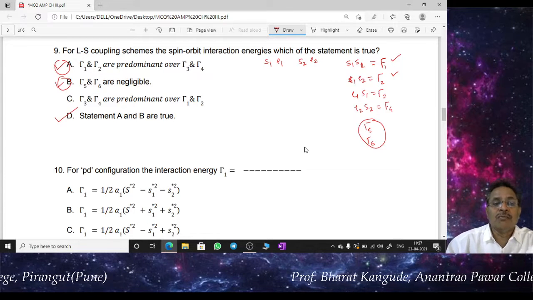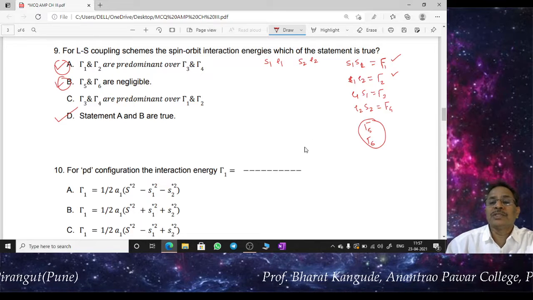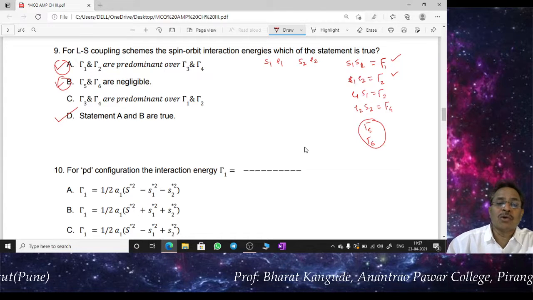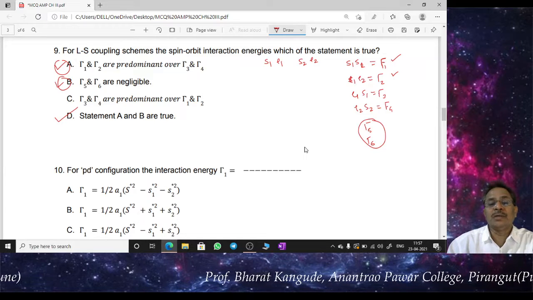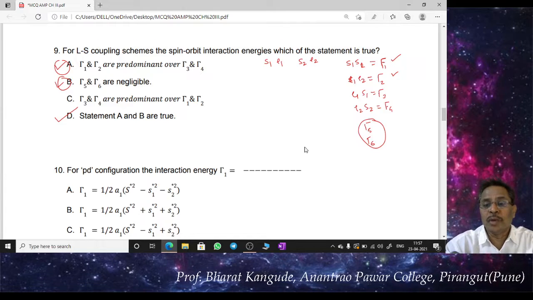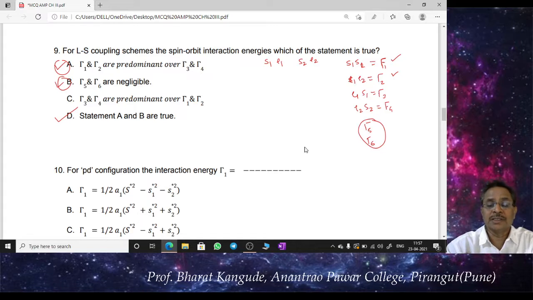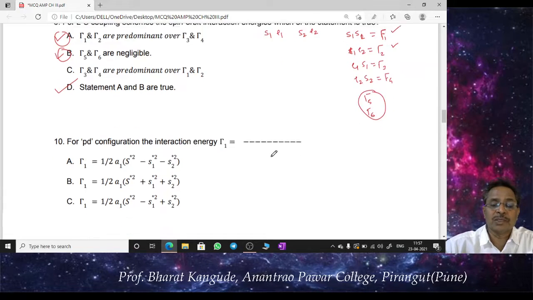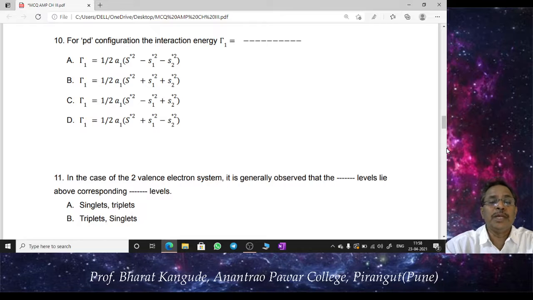So question number 9: for LS coupling schemes, for the spin orbit interaction energies, which of the following statements is true? Gamma 1 and gamma 2 are predominant over gamma 3 and gamma 4, and gamma 5 and gamma 6 are negligible. This is the actual LS coupling scheme, so both statement A and statement B are true. In theory, you might have come across these gamma 1, gamma 2, gamma 3, gamma 4 interaction energies and their expressions, as given in the next example. So come to question number 10. This again gives you a PD configuration.